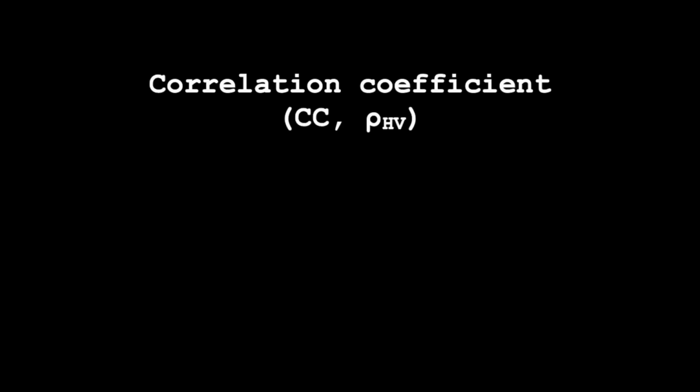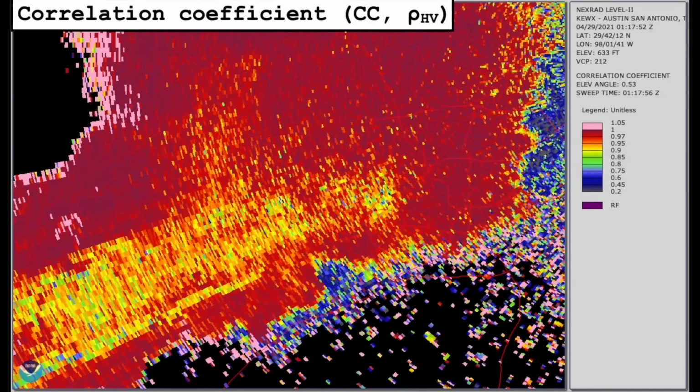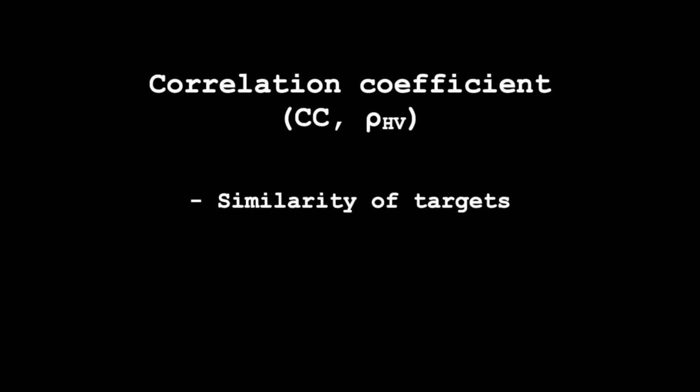Dual polarization yields a few additional products that can be extremely helpful, especially in severe weather situations. The first is called correlation coefficient, shortened to CC or ρHV. Correlation coefficient compares the consistency between backscattered power in the horizontal and vertical planes. In simple terms, it tells us how similar or correlated the targets are that the radar samples. Correlation coefficient is unitless and ranges from 0 to 1.